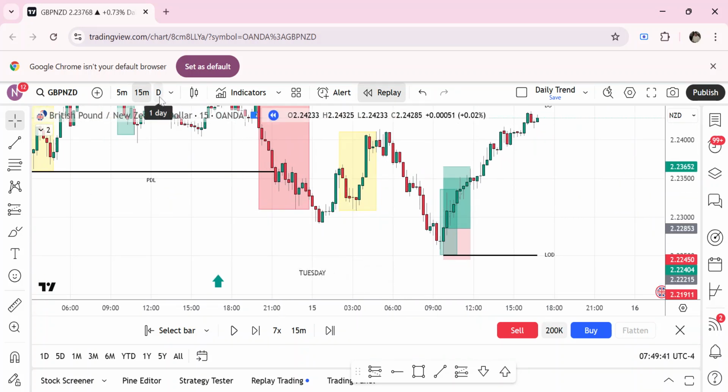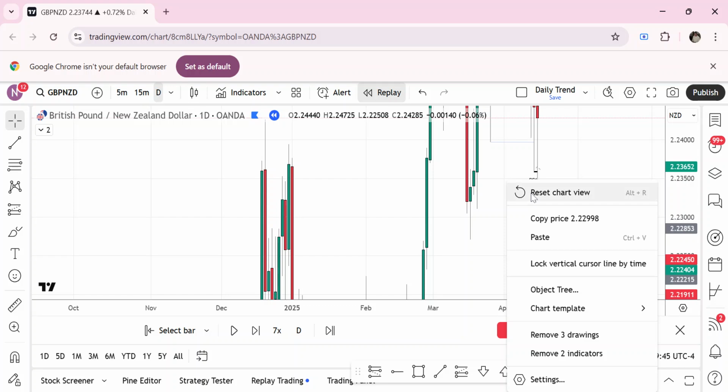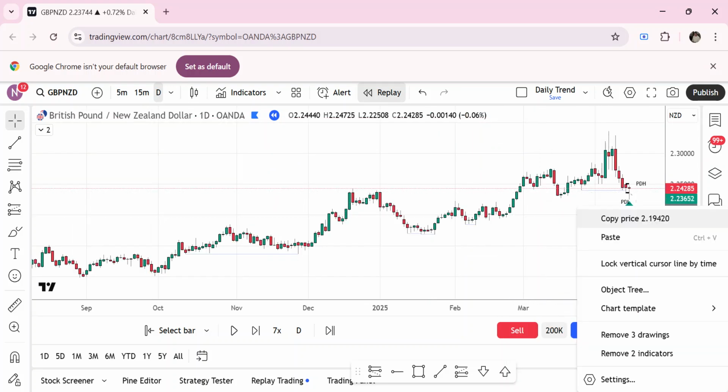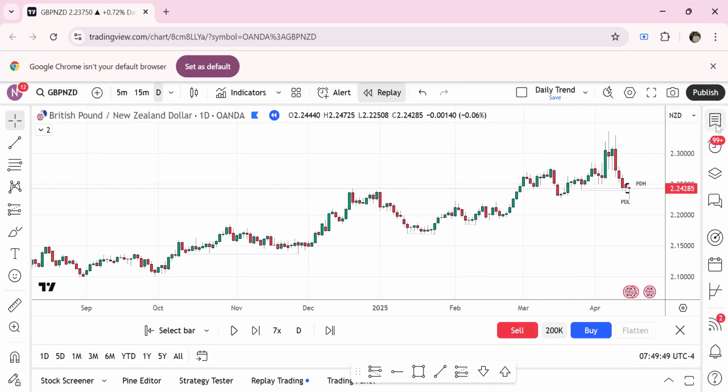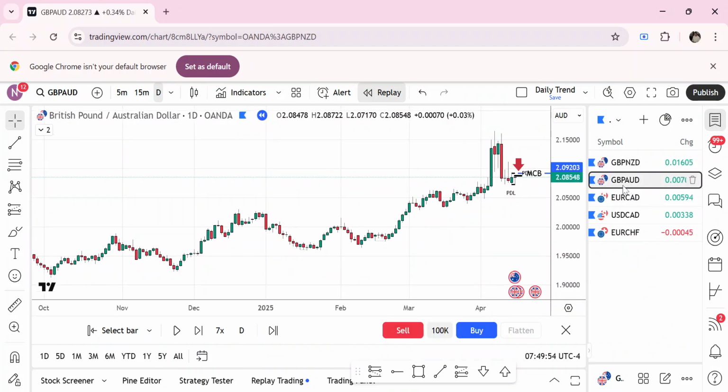Let's go to the next one. Again, I just keep it simple. I just look for certain behaviors at times of the day. So I'm not watching the chart 24/7. So the next one that we're talking about is Pound Aussie, which was a short.